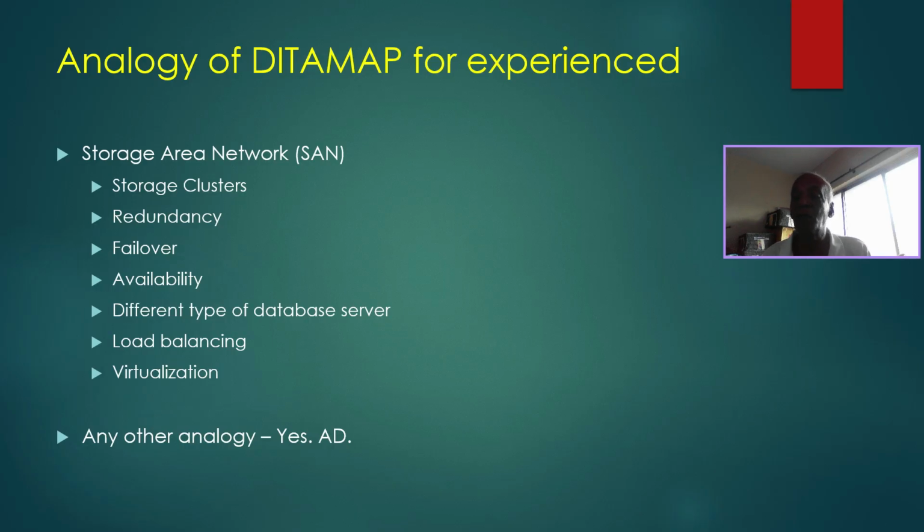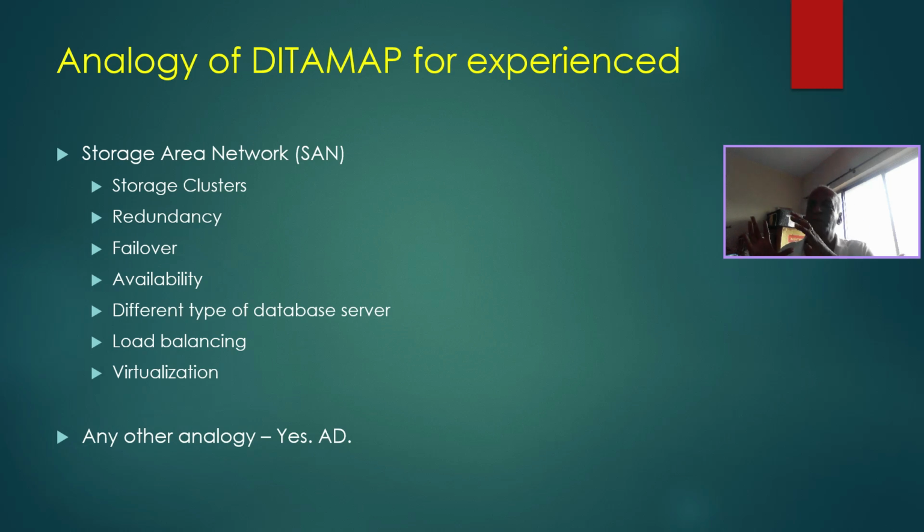And then load balancing, what happens? If the number of requests that go to a particular server is beyond its capacity to handle, it will automatically share load from the other servers within the cluster. And virtualization, of course, is important because only virtualization can bring down the cost of the infrastructure.